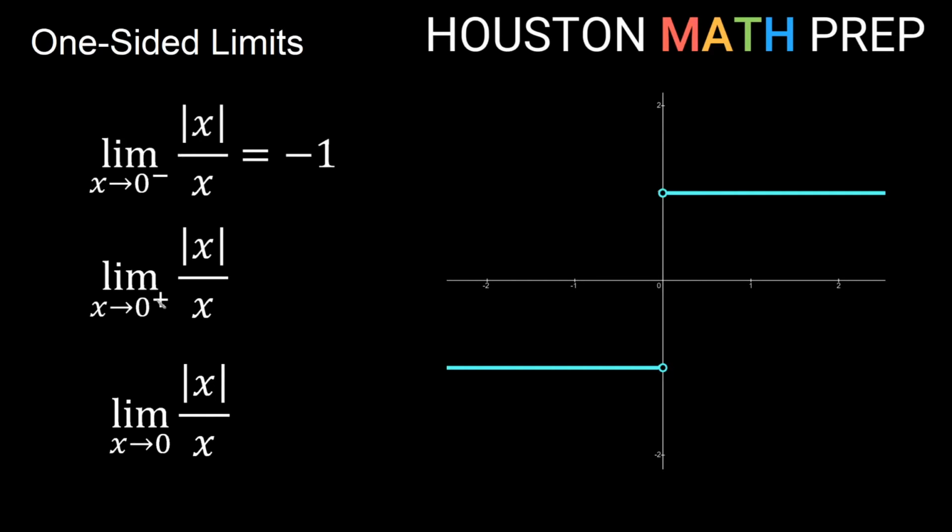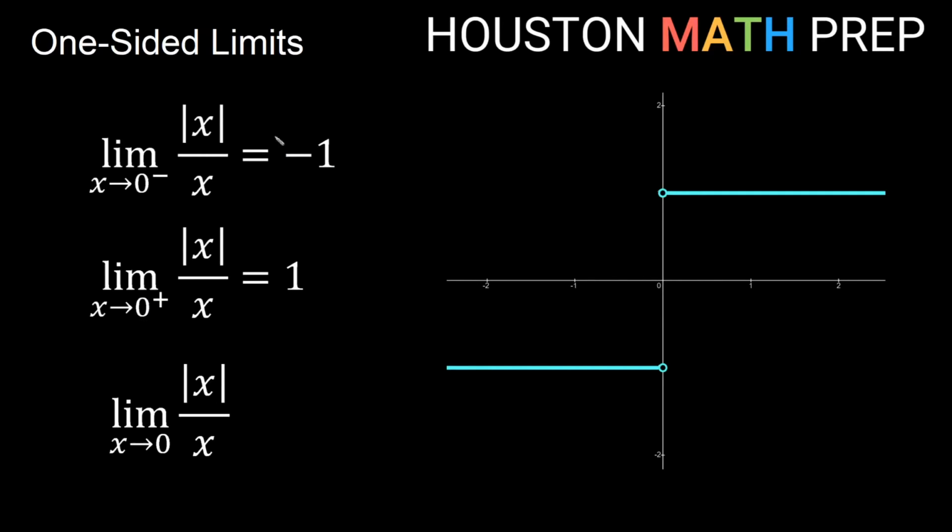As we look from the other side, as x approaches 0 from the positive direction, we will be on this upper branch of the function here. And as I approach x equals 0, I'm approaching this hole, and that hole is at a y value of +1. So our limit from the right side, from the positive side of 0, is going to be +1.